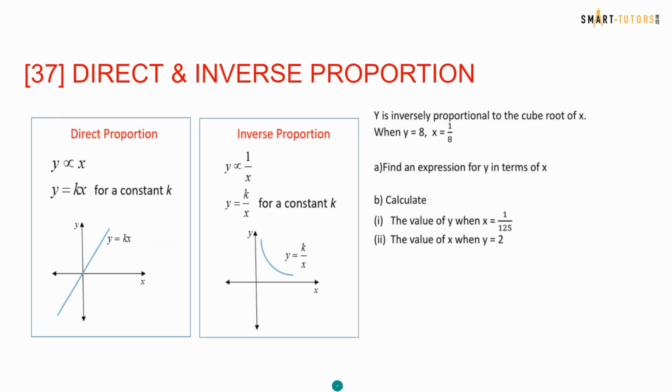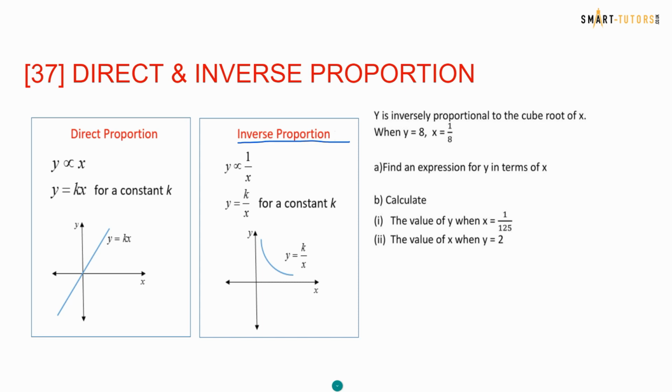Topic number 37. Direct and inverse proportion. So direct proportion is y is proportional to x. So you need to introduce y equal kx. K is a constant, and you will find it in the question. They will give some values, you substitute and find the k. Whereas inverse proportion means y is inversely proportional, means 1 over x. So you need to introduce y equal k over x for a constant, and the graph goes like that. You don't need to worry about the graph, try to understand the formula. Let's do a question and show you quickly.